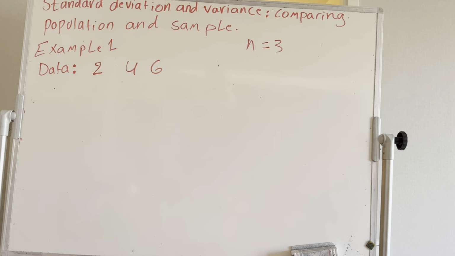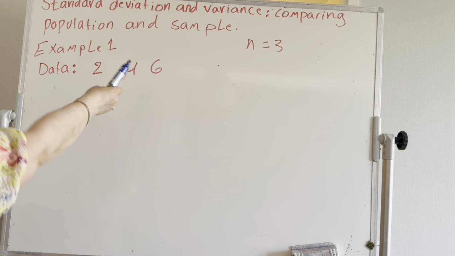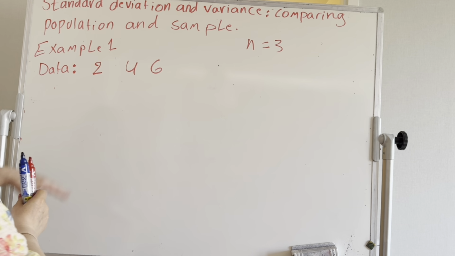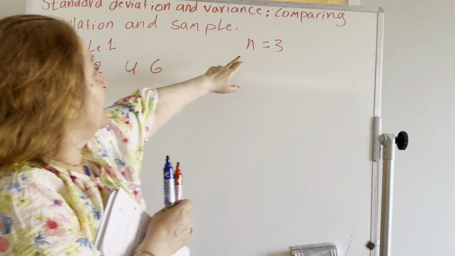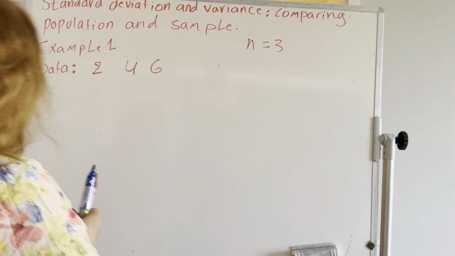Good evening. Today I'll speak about standard deviation and variance, comparing population and sample. Example number 1, the number set is data 2, 4 and 6. n equals 3.